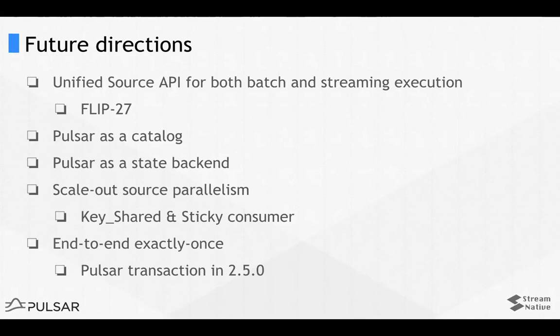And in the Pulsar 2.5 release, we are going to introduce Pulsar transactions. So we want to use Pulsar transactions to implement an exactly-once Flink sink. So we are able to make sure of end-to-end exactly-once across multiple Flink jobs.